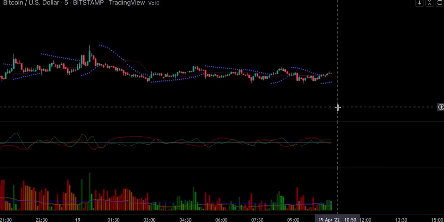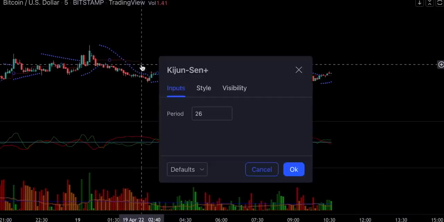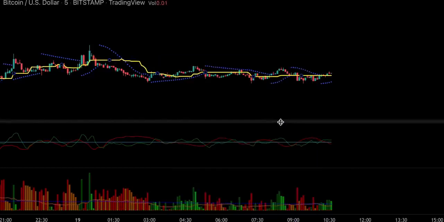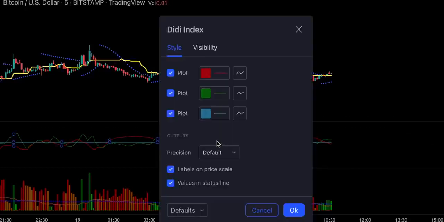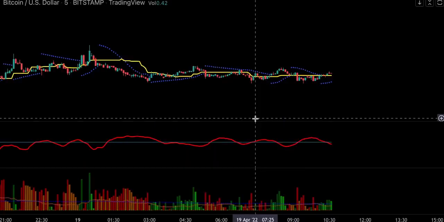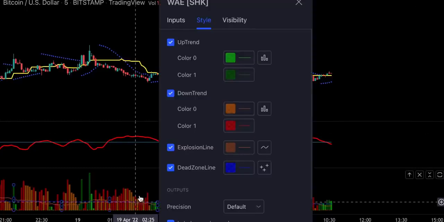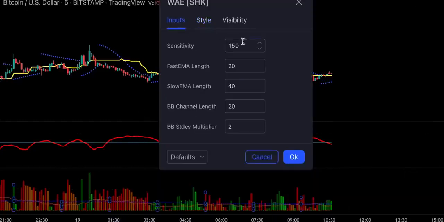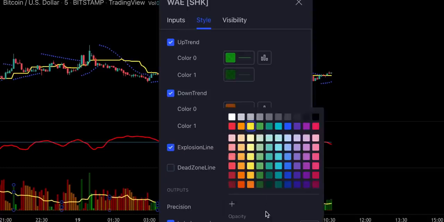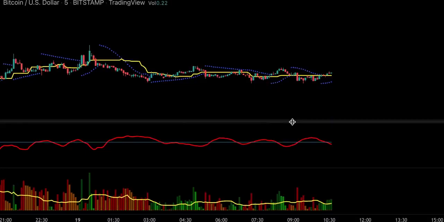Okay, now we need to adjust our indicators. So first let's double click on this Kijun Sen line and change the style. Now let's adjust the settings on this DD Index. So first we're going to get rid of this plot and make this line a bit more visible. And lastly, let's change the settings on this Water Attire Explosion indicator. So first of all, we're going to change the inputs from 150 to 100. Also, we're going to get rid of this dead zone and make this explosion line a bit more visible. Okay, now our system is set up, so let's get into our trading rules.